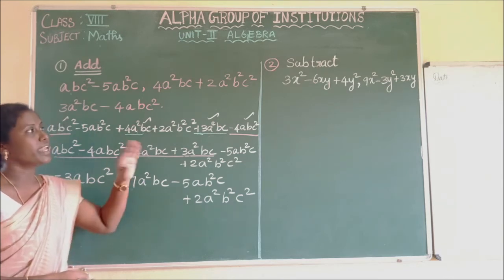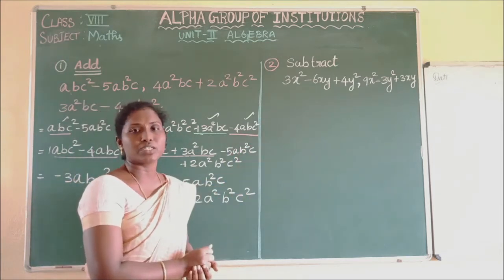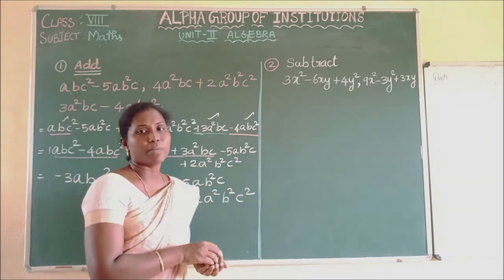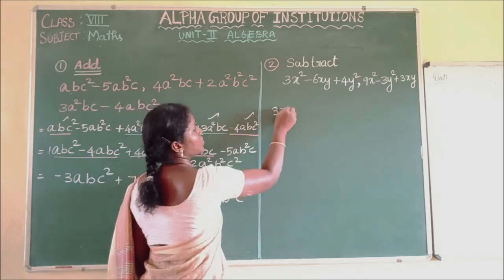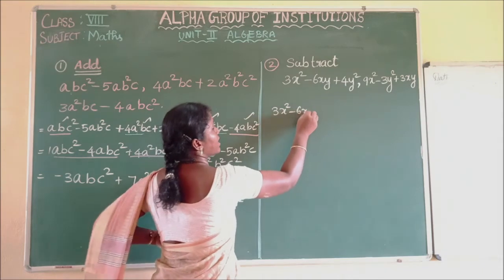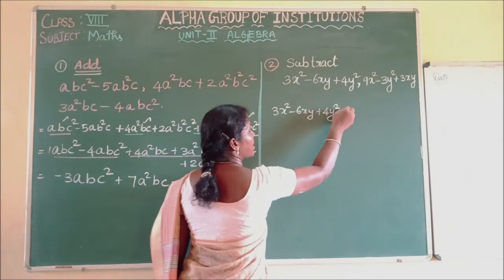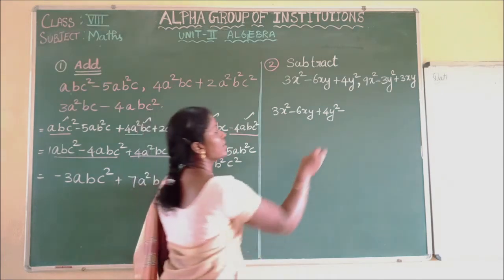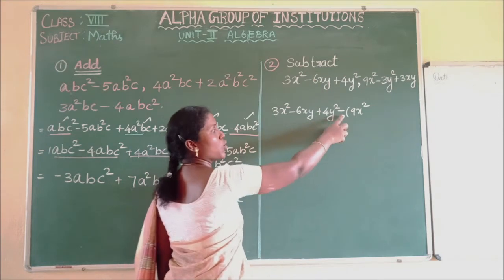Okay. Next, subtraction. Here two expressions are given to subtract. Subtract means we have to minus, find the difference. So take the two expressions, 3x square minus 6xy plus 4y square. Subtract means we have to use the minus symbol for 9x square. Whenever you are using the subtraction symbol, open a bracket.